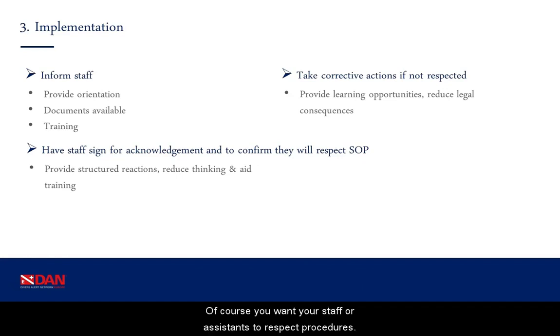Of course, you want your staff or assistants to respect procedures. This means that should they not respect them, you need to take corrective actions. Should they not respect them because they didn't understand them or are not able to perform required tasks, then you can provide learning opportunities. By staff respecting procedures and you taking corrective actions if needed, you also reduce legal consequences.